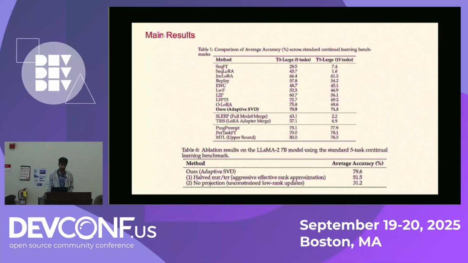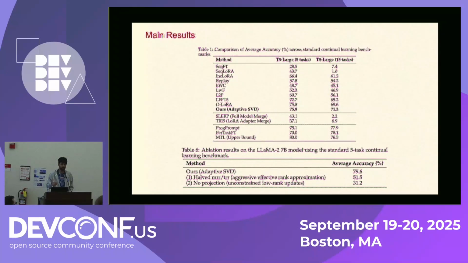And one of the ablation studies we did is what happens if you halve the value of the minimum retention ratio and the target retention ratio. This means you do a more aggressive approximation of the effective rank, which means for the new task that you're trying to learn, you have a bigger part of the model that you're using. And this, of course, leads to a lot of forgetting. As you can see, the average accuracy drops from 79.6 to 51.5.